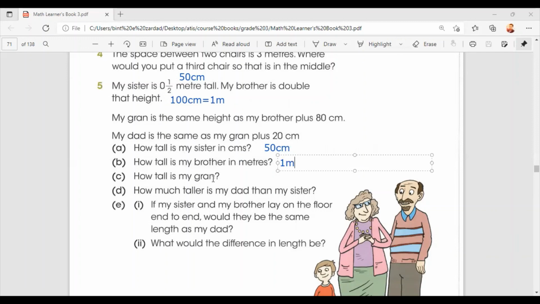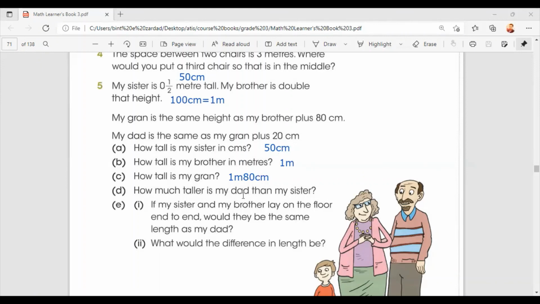How tall is my grandad? It's not mentioned in meter or centimeter, so we can write both. My grandad is the same height as my brother, so we write here 1 meter and 80 centimeter, so 180 in total. So we write both 180 centimeter or 1 meter 80 centimeter, both correct.